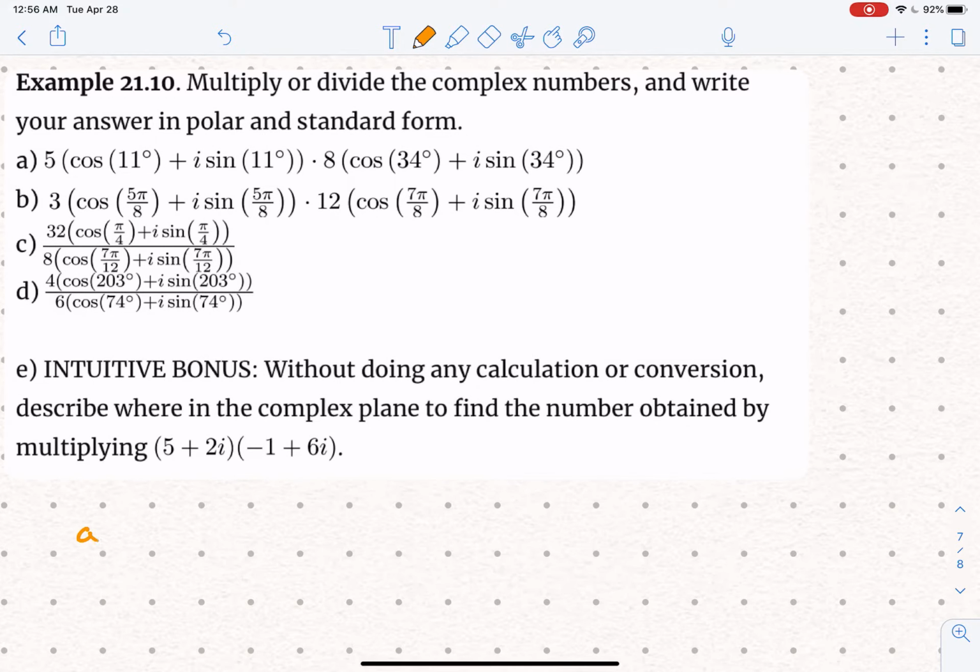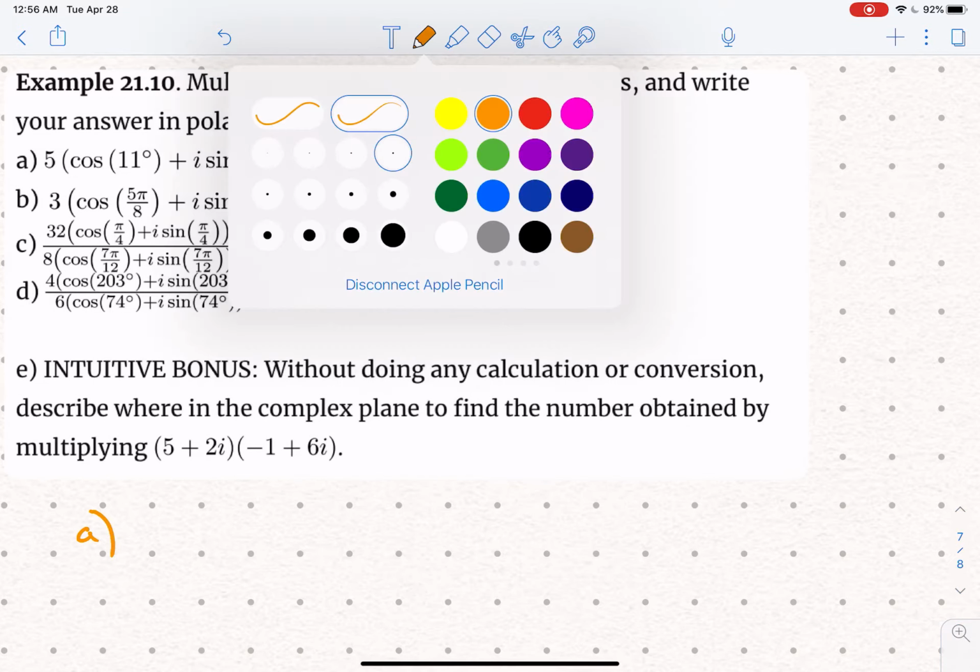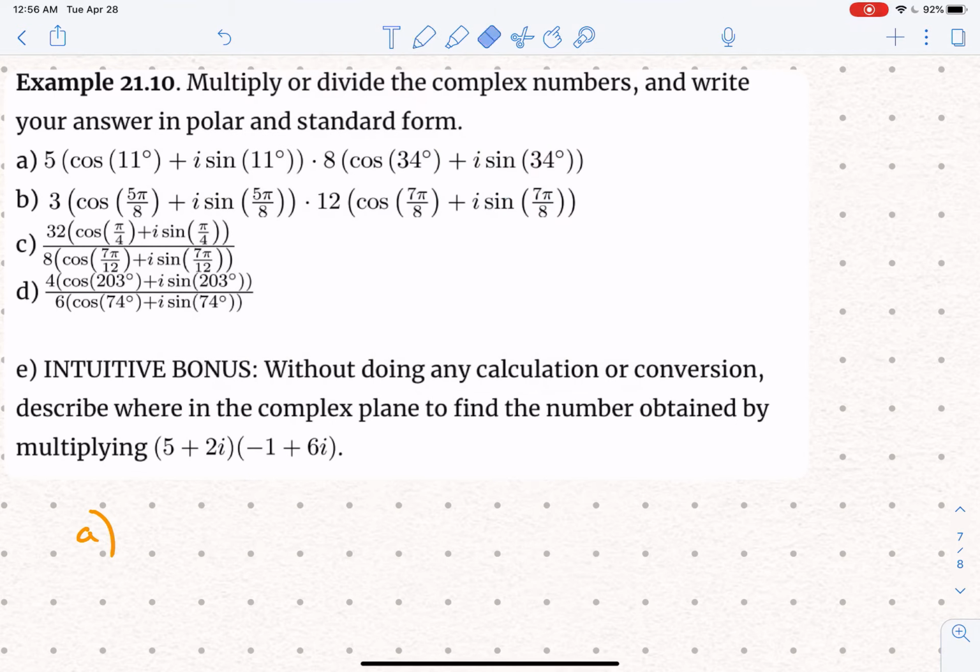Part A. Oops. Change back to black. Get rid of that guy. Here we go. Part A.